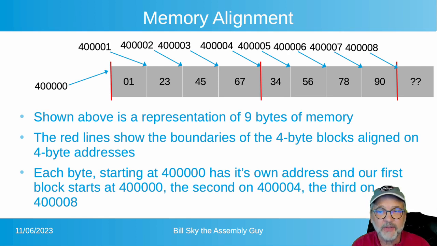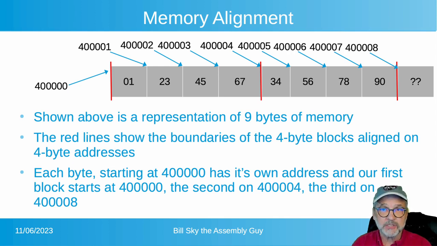And here's a nice little graphic that I threw together here. So this is 9 bytes of memory. And if you notice the very first byte that has the value 01 in it, the address of that byte is 400,000. Now these are just some numbers I threw together to make it easy to look at. The number 23 is at the address 400,001, 45 at 400,002, and so forth. And if you see the red lines there, they delineate the blocks. So the first block, which starts at address 400,000, ends at address 400,004. So that's our first block.